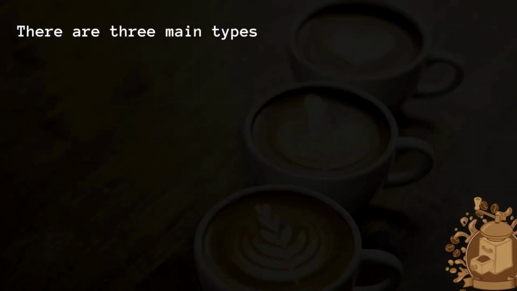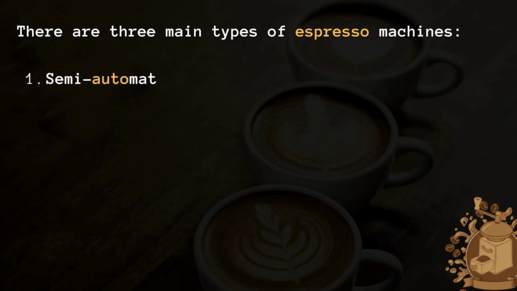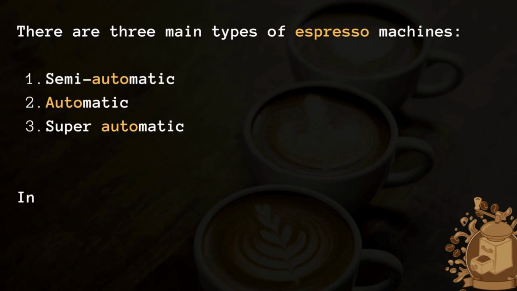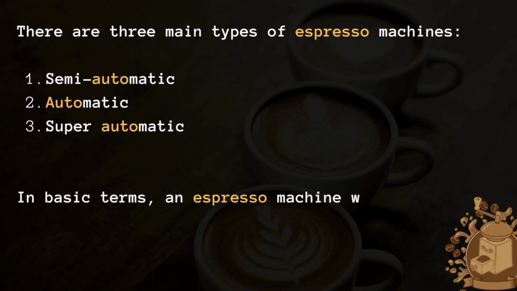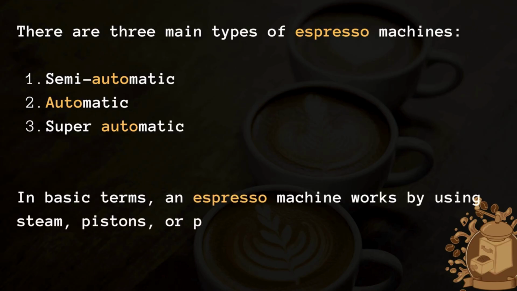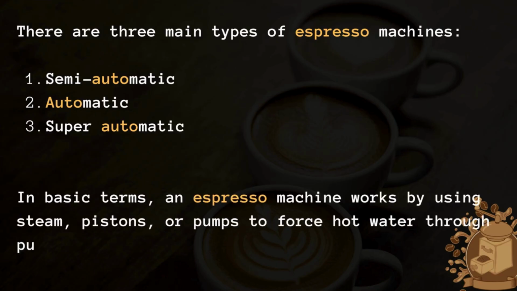There are 3 main types of espresso machines: semi-automatic, automatic, and super-automatic. In basic terms, an espresso machine works by using steam, pistons, or pumps to force hot water through a puck of coffee beans.